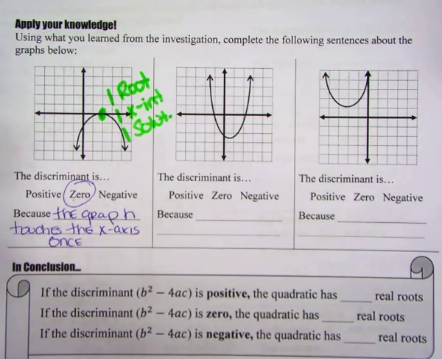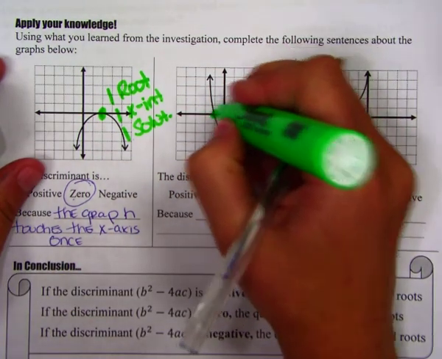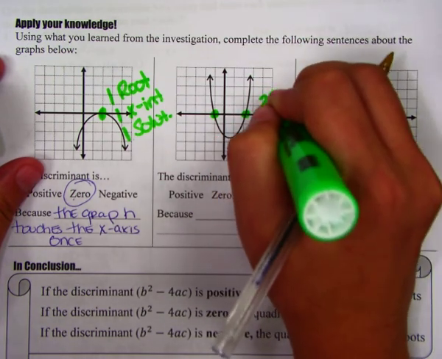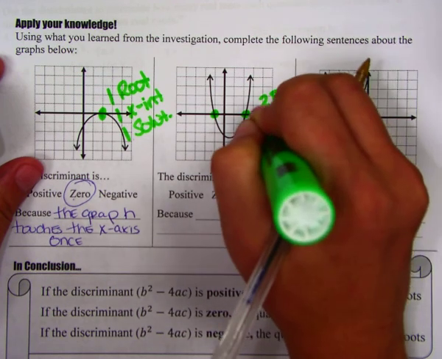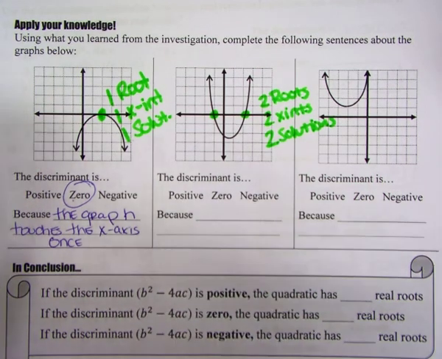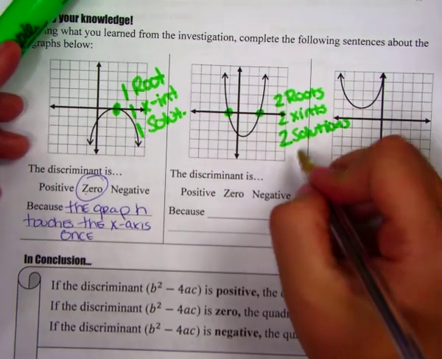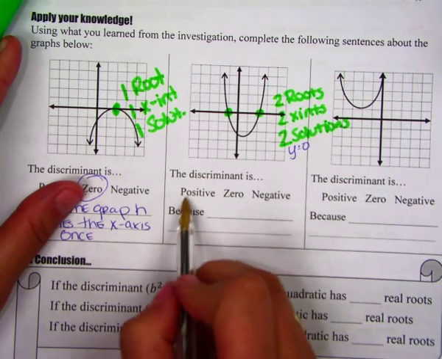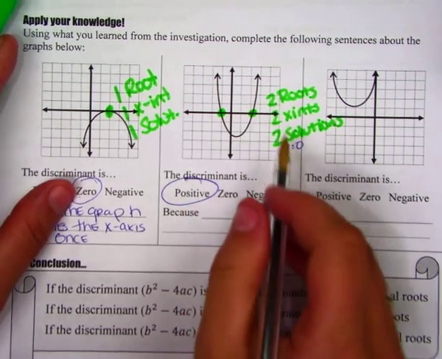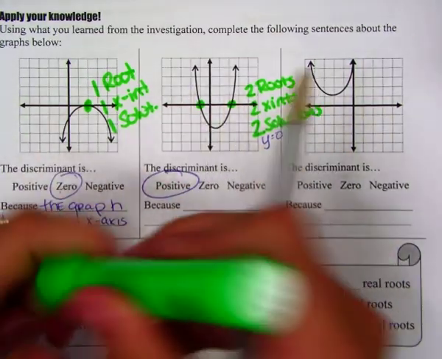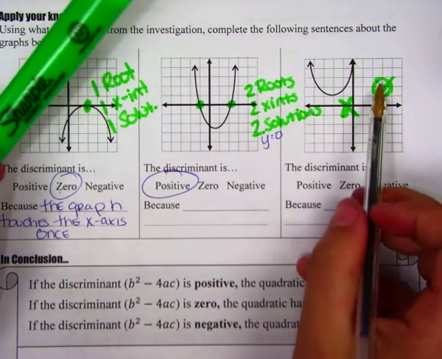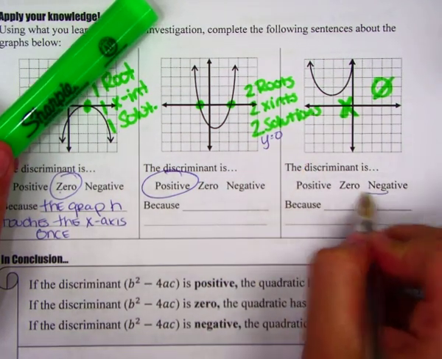Moving on, this one has 2 roots, which means it has 2 x-intercepts. It has 2 solutions, or what we call zeros. So if we had 2 solutions when y equals 0, then the discriminant would be positive because it touches the x-axis twice. Here you can see that this touches the x-axis 0 times. And if it touches the x-axis 0 times, then the discriminant must be negative.